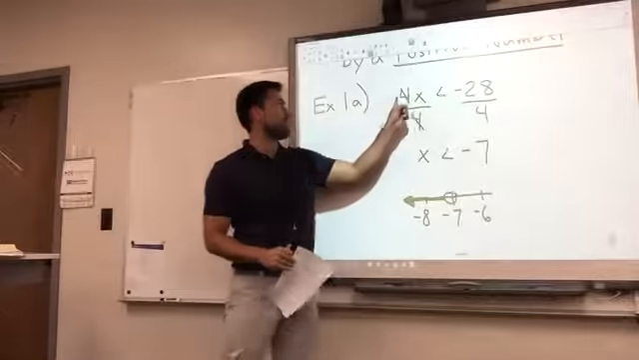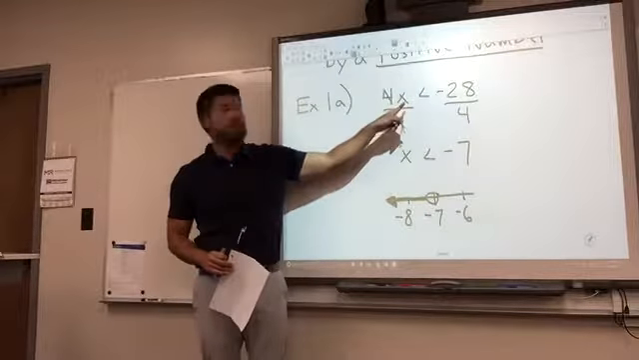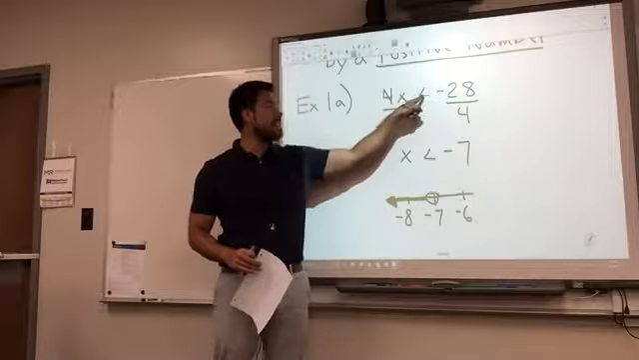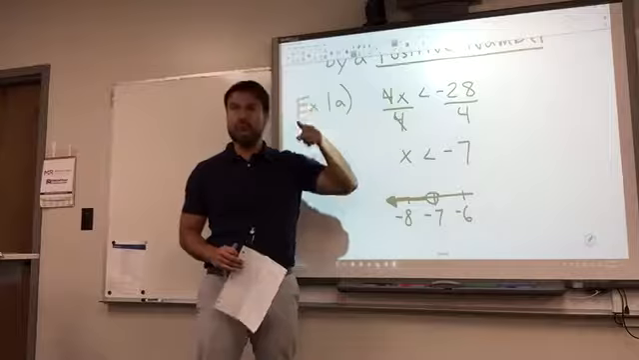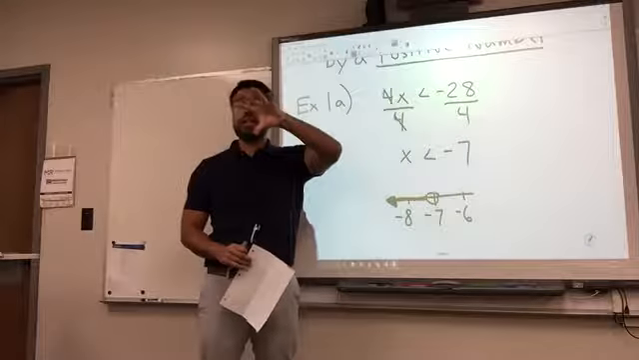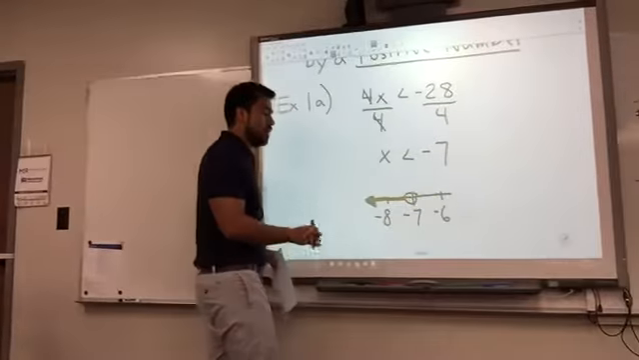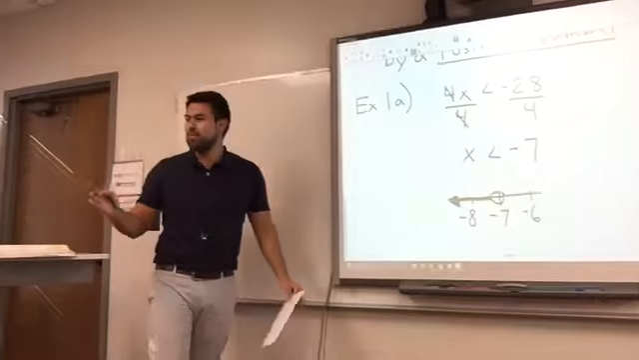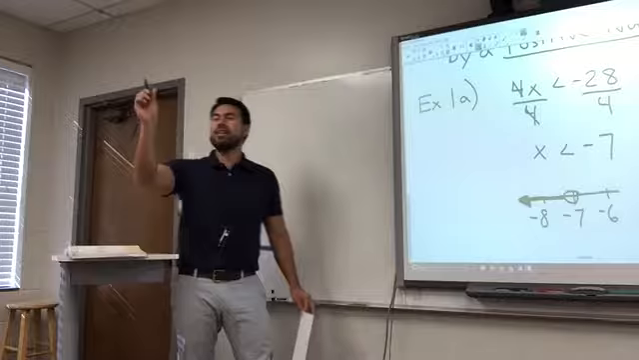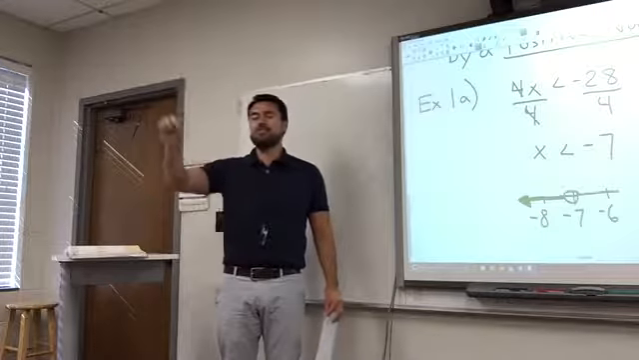Now, should negative 6 work? No. So let's see. What's 4 times negative 6? Negative 24 is less than negative 28? No. You got to think through that because wait, they're negatives. Negative 24 is greater than negative 28. All right, but what about negative 7? What a hard number to be in this problem. Negative 7 is so close to the answer, but it's not.